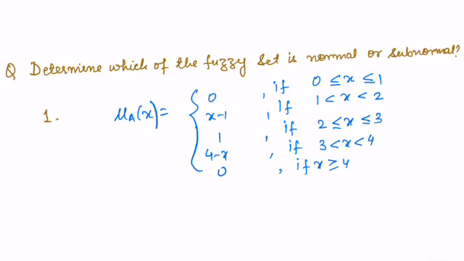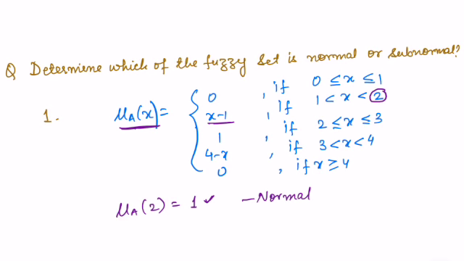Just by watching this membership grade, we can see that, say at 2, what is the value of mu A at 2? You can see it is coming out to be 1. So it means that it is a normal fuzzy set. So this is using one point.